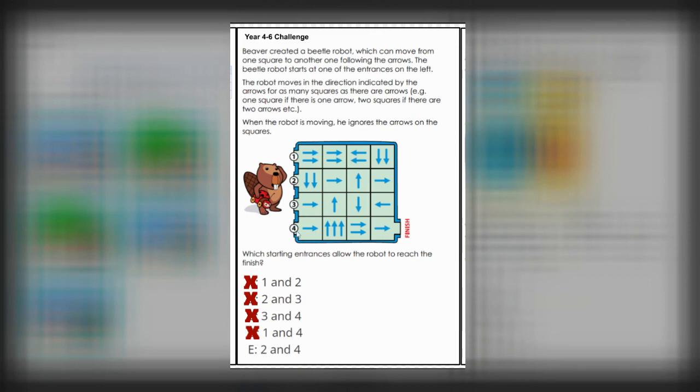Let's try entrance 4. So we move right 1, 3 up, 1, 2, 3, 2 across, 2 down, 1 left, 1 down, 2 right. And so that worked. So 2 and 4 were the 2 entrances that worked. Well done if you got that correct.